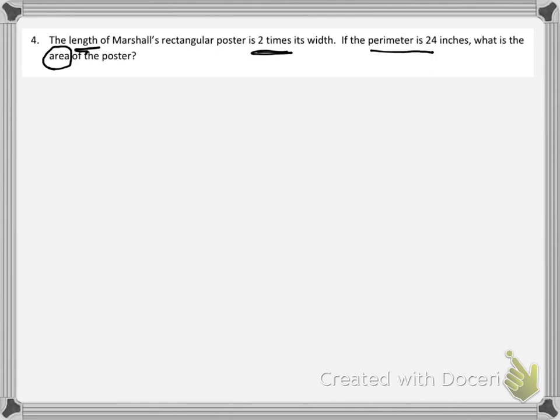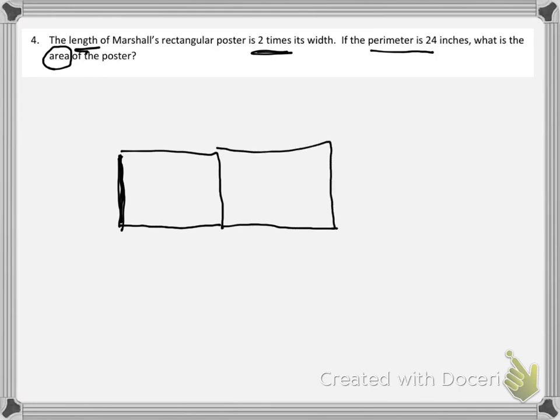So if we're drawing a line here, this is going to represent the width, and so the length is 2 times its width. So here's the width, and we're going to make a box here, and we're going to make the length 2 times the width. So this is the drawing that demonstrates the length of Marshall's rectangular poster is 2 times its width. So here's the length, here is the width. We doubled it.